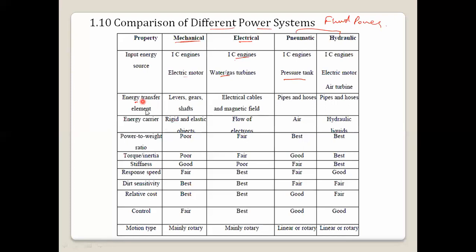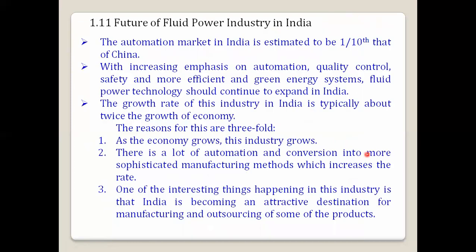In the same way, we can compare with respect to energy transfer, energy carrier, power to weight ratio, torque, motion type, and control. You may find that the pneumatic and hydraulic systems beat the mechanical and electrical systems in many ways. So using this comparison we can say that fluid power systems are very much used nowadays for automation and more.